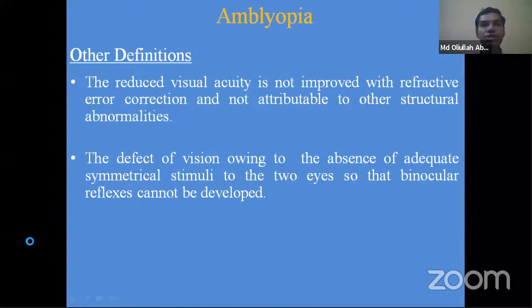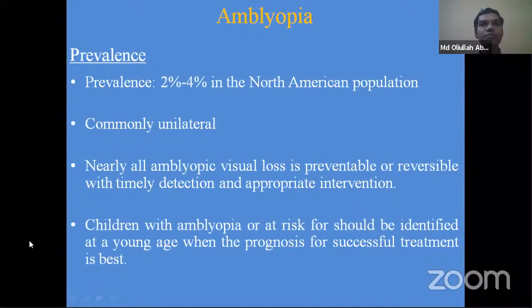Now coming to the next slide, if you see, the prevalence is very common in the total population. In the pediatric and adult population, it is 2 to 4%. It is reported in Northern America, but I was going through some Indian literature which says around 3 to 5% of the population has amblyopia.